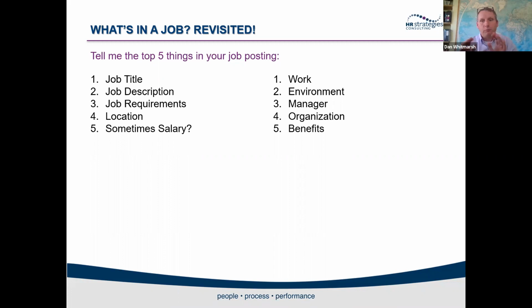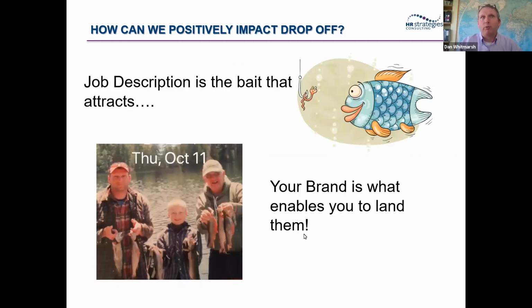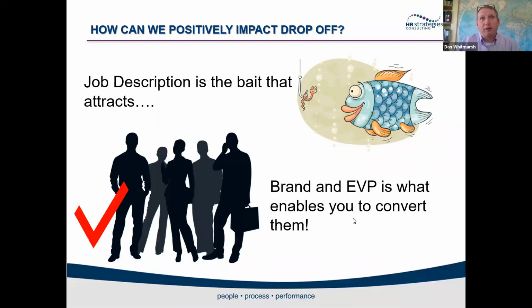Right? So that's the important part, and that's really paramount to where we're going to discuss this today. Because the job description, as we said earlier in the analogy of fishing, is just the bait that attracts. Your brand is what enables you to find them. And there's a picture of myself, my son, and my late father on one of our fishing trips earlier in our life. But really, it's not your brand or us. It's the brand and EVP that enables you to convert them.